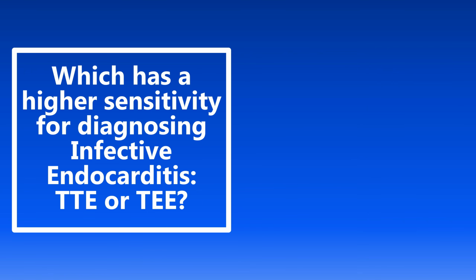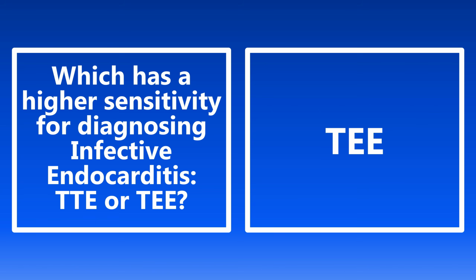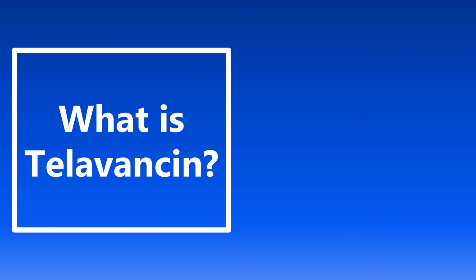Which has a higher sensitivity for diagnosing infective endocarditis? Is it TTE or TEE? And the answer is actually TEE. When it comes to infective endocarditis, the sensitivity of TEE is about 90 to 95%. The sensitivity of TTE is a lot lower. It's about 60%.